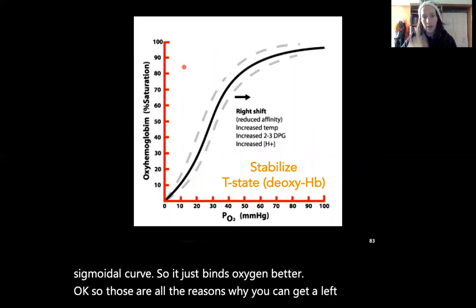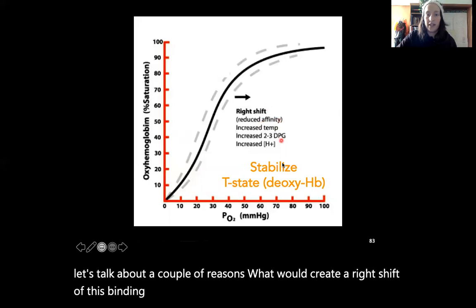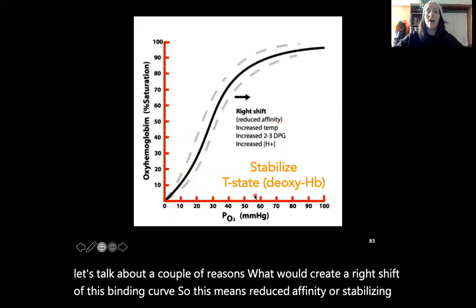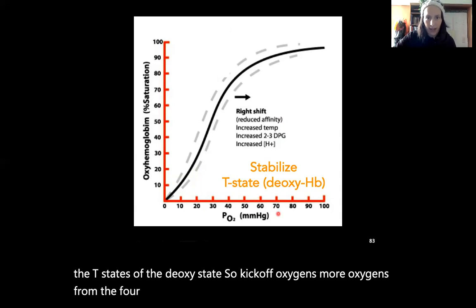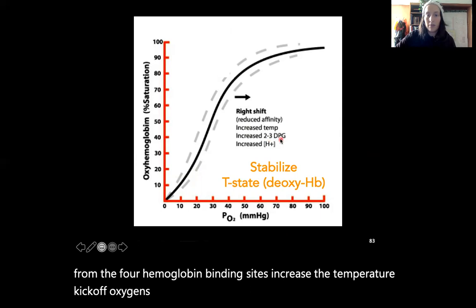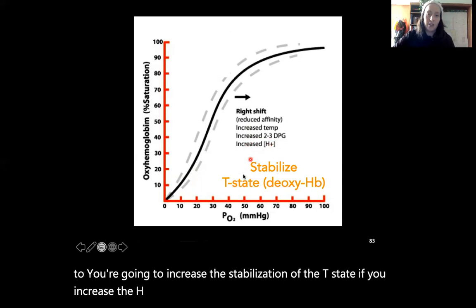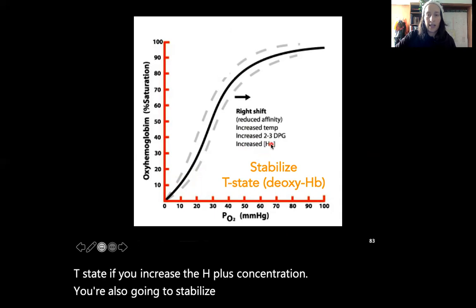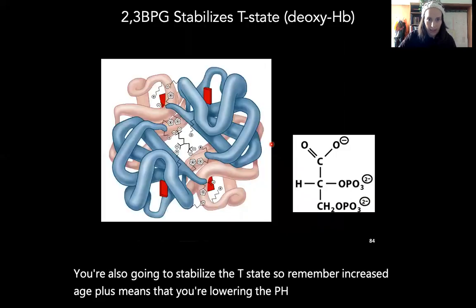Now let's talk about a couple of reasons that would create a right shift of this binding curve. This means reduced affinity. You're stabilizing the T state, the deoxy state, so kicking off oxygens from the 4 hemoglobin binding sites. Okay, increase the temperature, kick off oxygens. You increase the concentration of 2,3-BPG, you're going to increase the stabilization of the T state. If you increase the H+ concentration, you're also going to stabilize the T state. So remember, increase H+ means that you're lowering the pH. So we've got more H+ around.